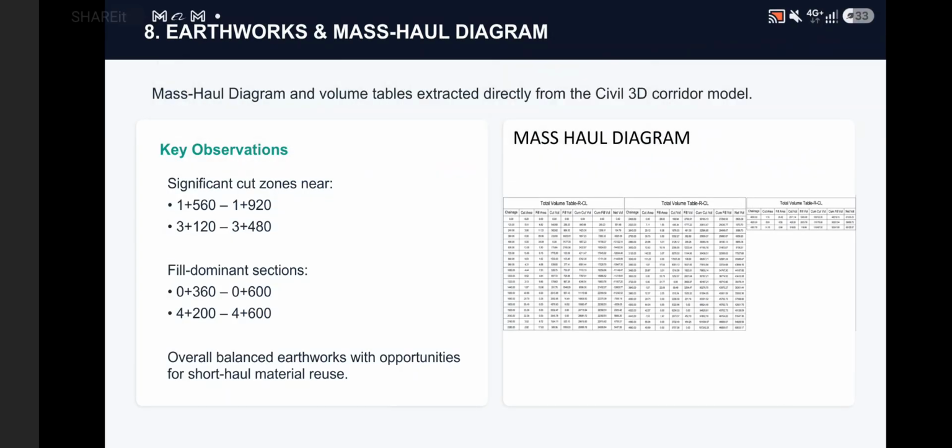My mass haul diagram is shown in this table. This table is also generated in my report. This table was generated from Civil 3D. Overall, these earthworks are reasonably balanced, which creates good opportunities for short-haul reuse of material and minimizes the need for long-distance hauling or external borrowing.